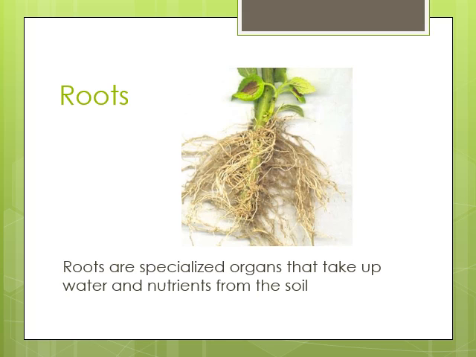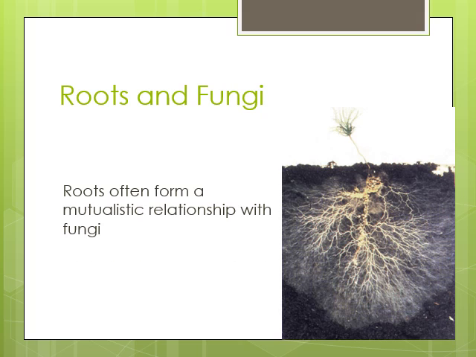Both are going to extend down into the roots. The roots are specialized organs that are going to take up water and nutrients from the soil. Oftentimes, they form a mutualistic relationship with fungi. That's where we talked about endo and ectomycorrhizae. The fungus are going to offer a much larger surface area to the plant, and the plant offers them access to food, sugar.